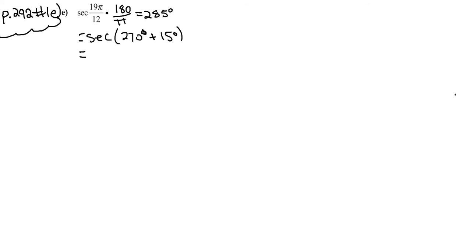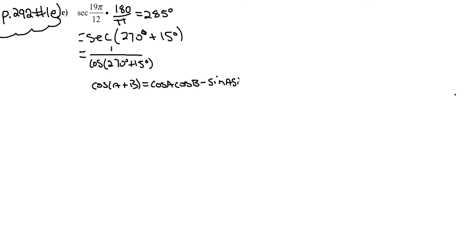So what we're going to do next is use our trig identities to change the secant into a cos. So we're going to say 1 over cos 270 plus 15. Next, we're going to use our trig identity, which is cos A plus B is equal to cos A cos B minus sine A sine B. Sorry, I didn't mean that equal sign there, just erase that.